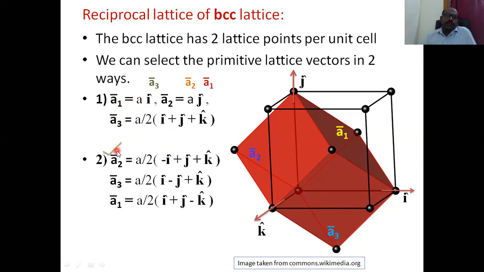So the idea at first is to get what the basis vectors are and how to write them. It is important that we understand this. Then we can simply calculate the reciprocal lattice vectors with the formulas available, as we saw just before. Okay, now we see the reciprocal lattice vectors.